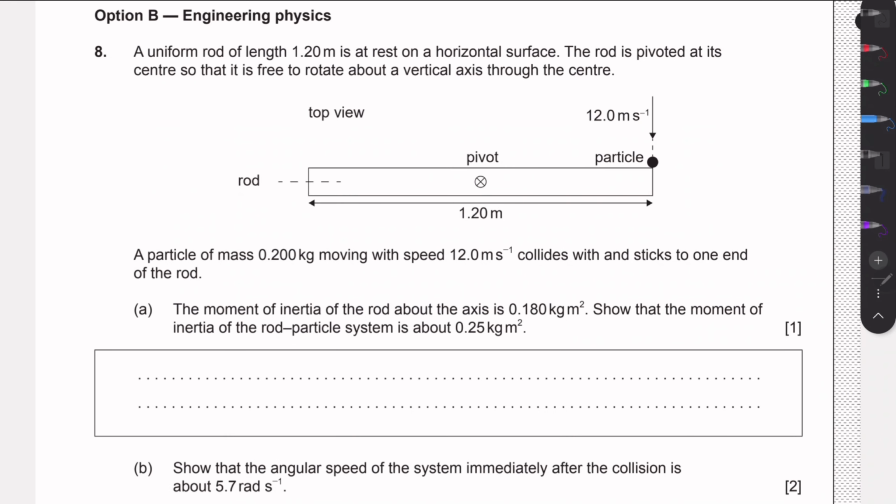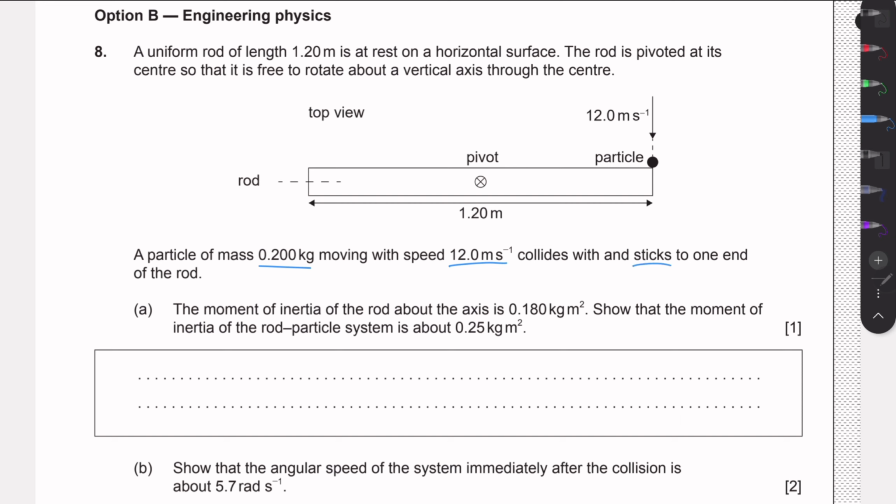So this is going to be the rigid body mechanics question from the May 23 time zone 1 paper 3. Here we're given a uniform rod of length 1.2 meters on a horizontal surface. It's at rest. The rod is pivoted at its center so that it can rotate around the pivot. And then we have some particles striking one of the ends of it. This has a mass of 0.2 kilograms and it's moving at 12 meters per second and it sticks to the rod.